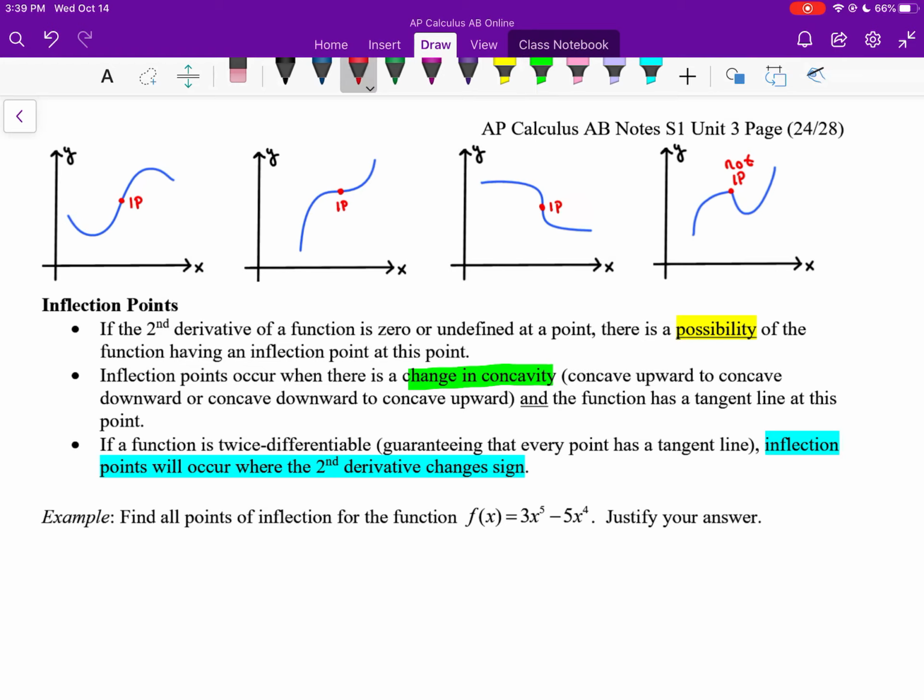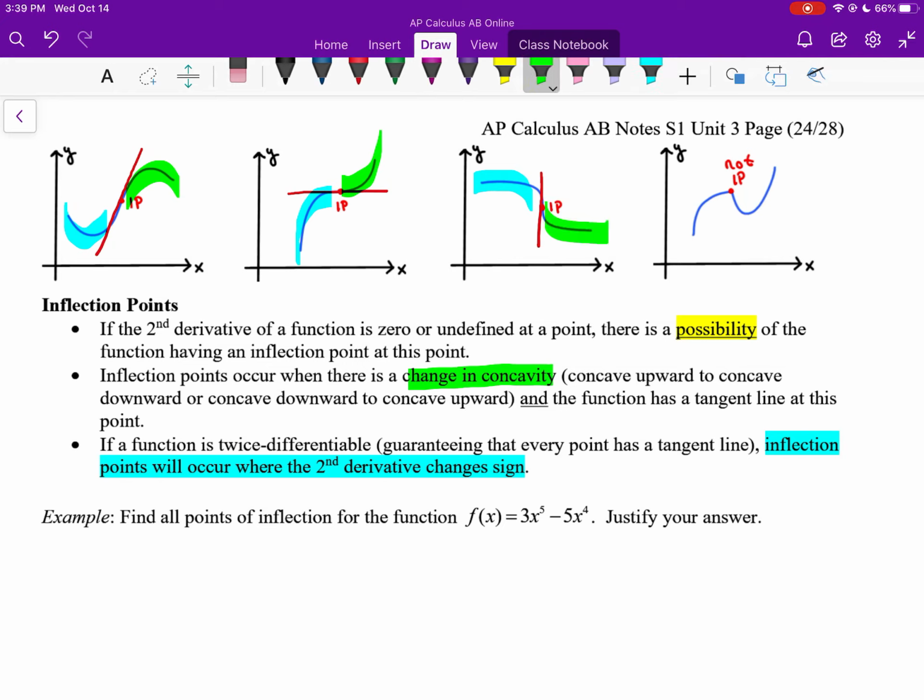And so over here, if you look at our graph, we have a tangent line that would do something like this, and something like that. We have a graph that changed from curved up to curved down. We got an inflection point. A graph that changed from curved down to curved up. We got an inflection point. Another graph that changed from curved down to curved up. We got an inflection point.